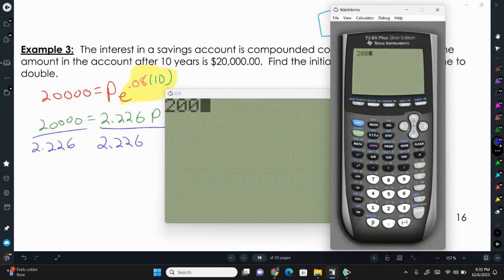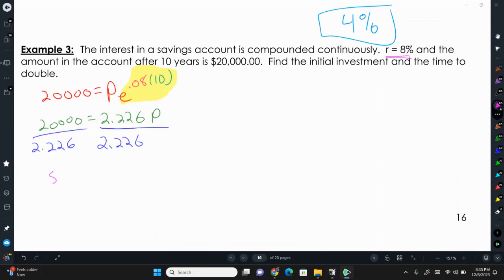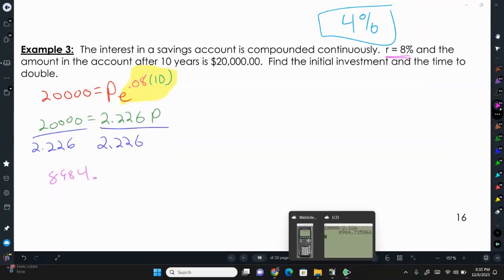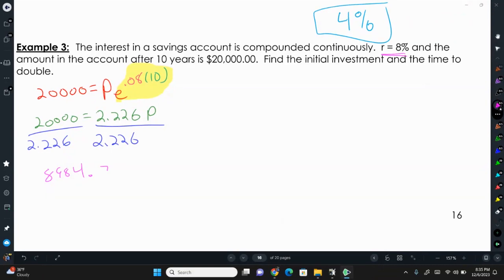So 20,000 divided by 2.226, and we get 8,984.73. So that's how much money we started with. Now we can do the second part and say, how long will it take to double?